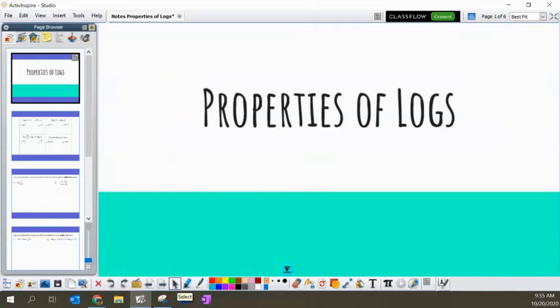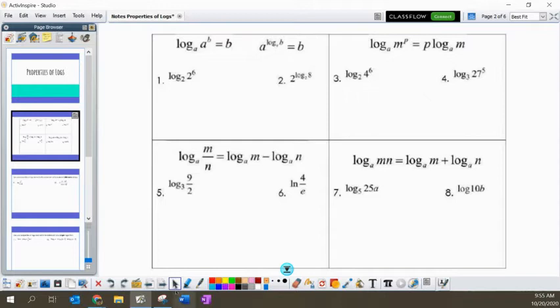Okay, today we're talking about the properties of logarithms, which can be a lot of fun. They help us manipulate and rearrange our equations and see equivalencies. So let's see what the first few properties are.